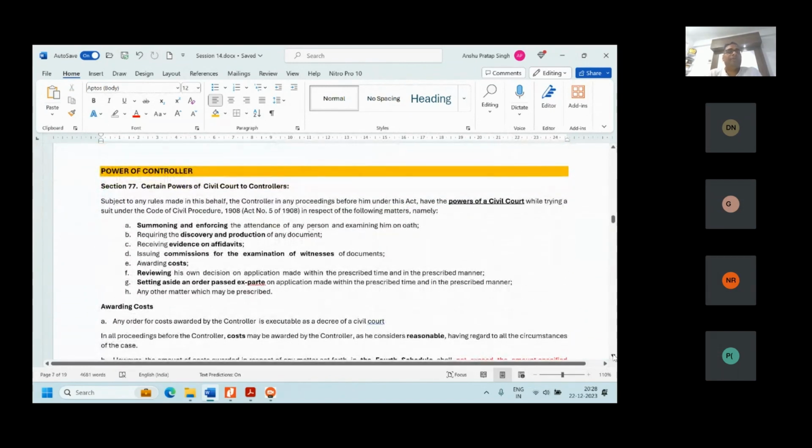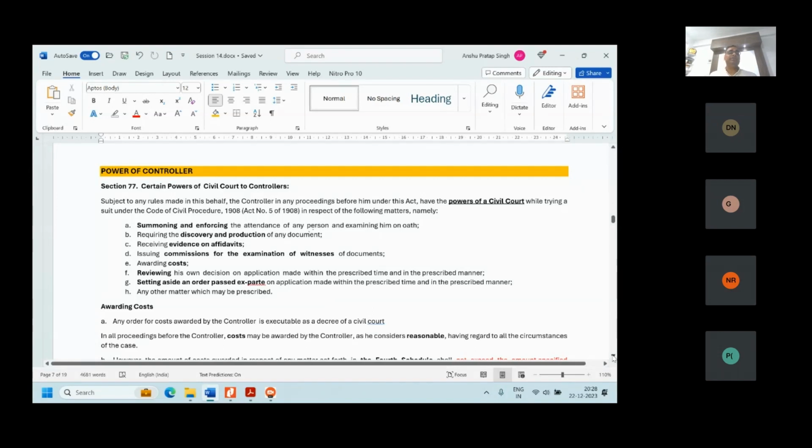Power of controller. Power of controller. This is a very important topic, most importantly for MCQ and mainly the 3-marker. For the 3-marker, this is one of the most important topics. They can always come here and ask.